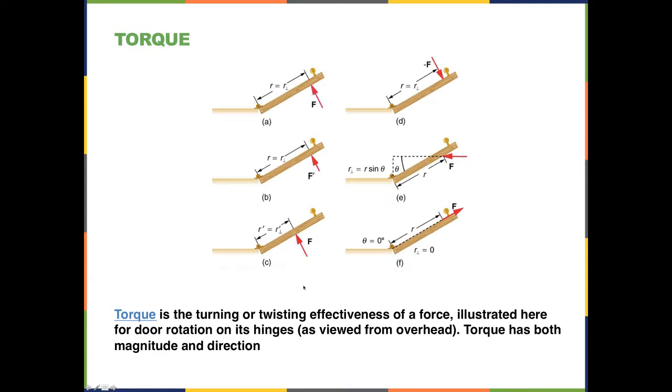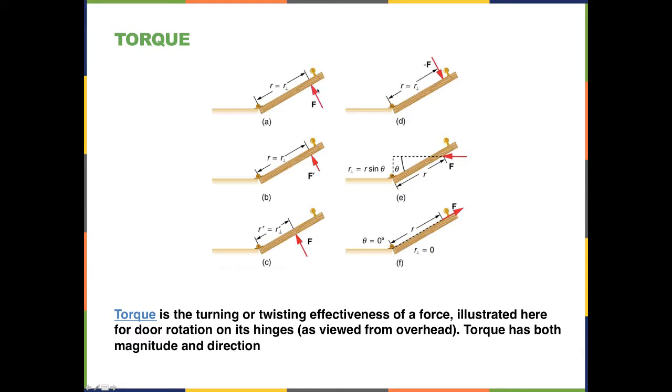Now the second concept that we want to look at is the concept of torque. Torque is the turning or twisting effectiveness of a force. Here it's illustrated by the rotation of the door on a hinge, and this is viewed from above. Torque has both a magnitude and a direction. And torque is commonly abbreviated with a lowercase tau.